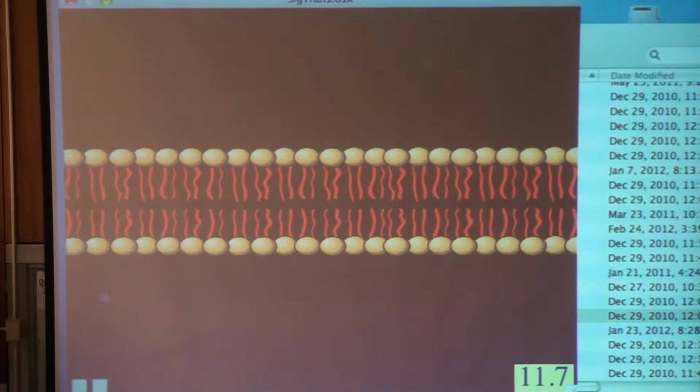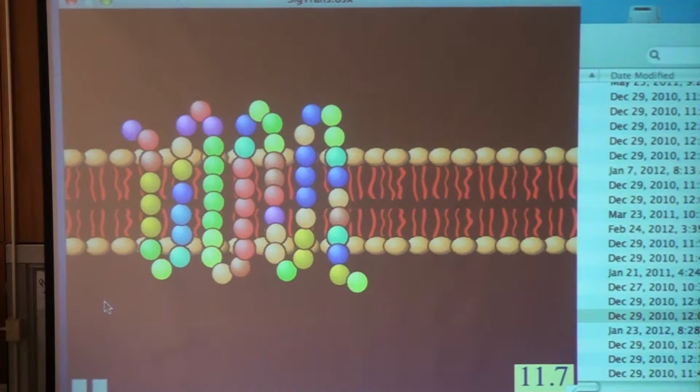There's the cell's membrane again, and here is a G protein linked receptor. Visually, G protein linked receptors are pretty easy to identify because they always have 7 hydrophobic membrane spanning domains. If you look at the protein, notice that it snakes back and forth through the membrane 7 times. Each one of those is a hydrophobic region.